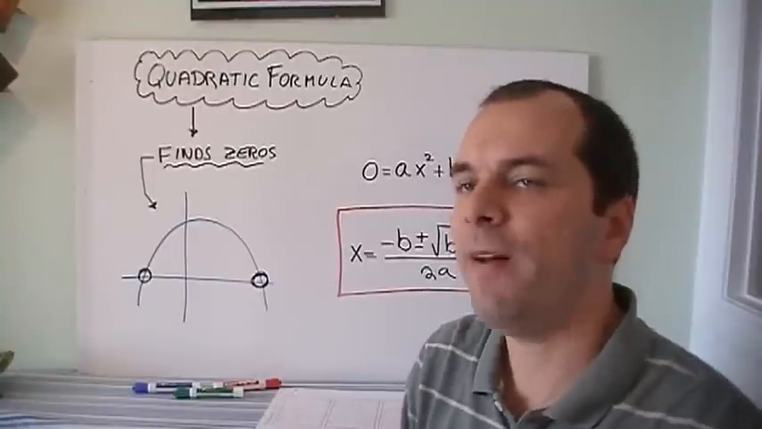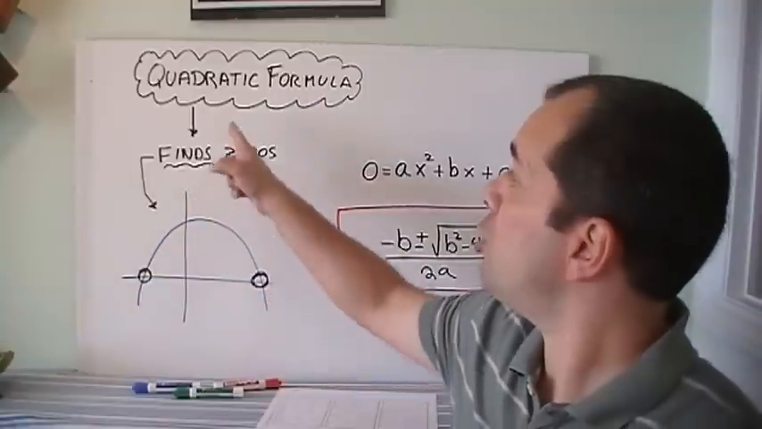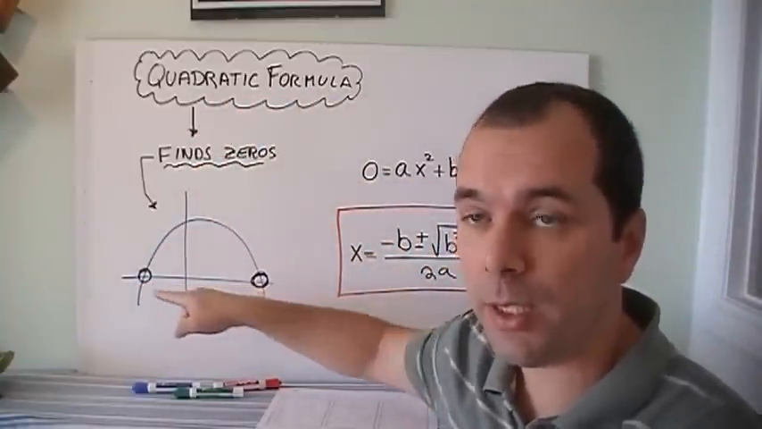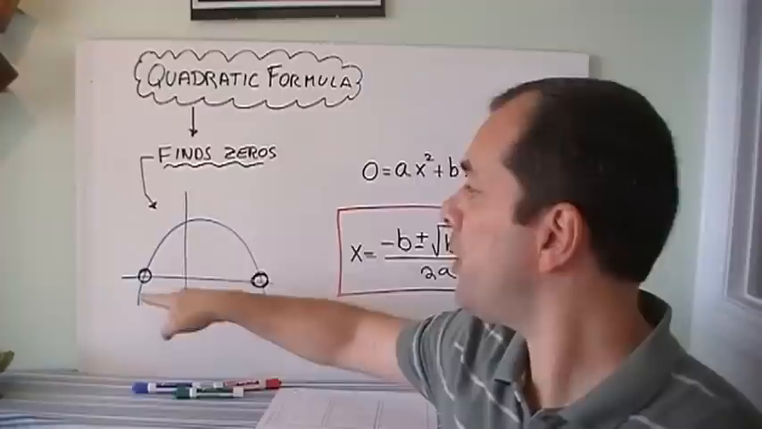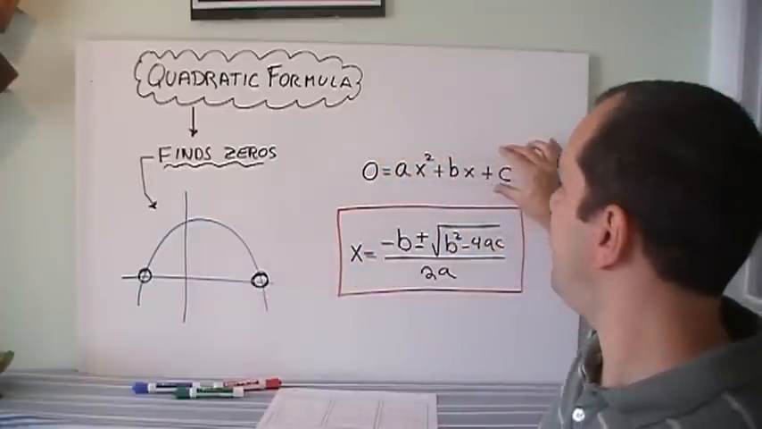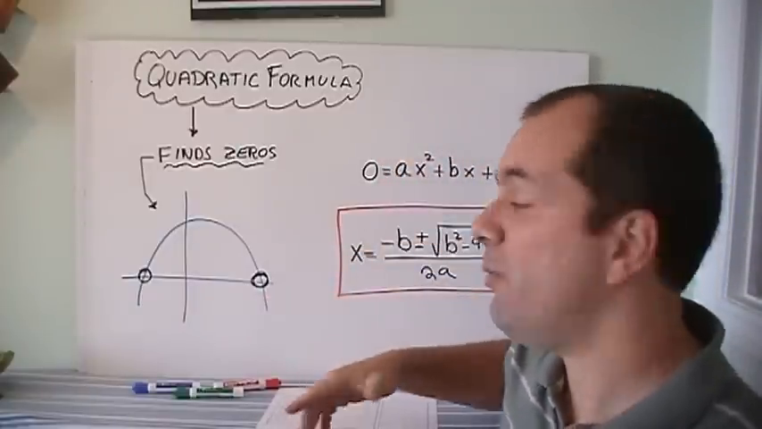The quadratic formula finds the zeros of a quadratic equation. So the quadratic formula finds the zeros. The zeros are the x-intercepts, right? And it's where it's going to cross the x-axis. We need to have an equation in standard form that says equals 0. And then we just use this formula.